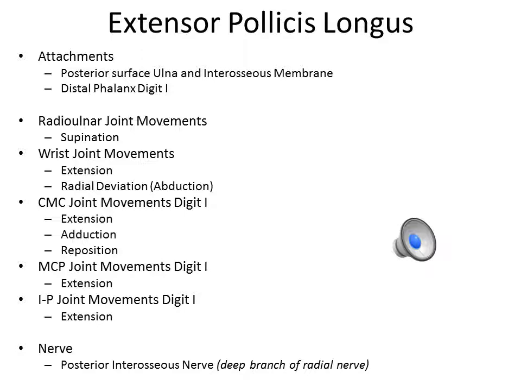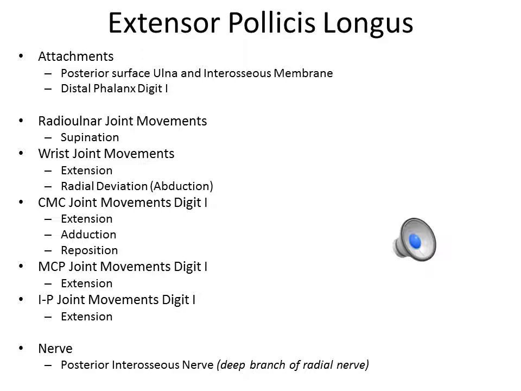The muscle belly of extensor pollicis longus again is deep to the extensor digitorum and is also medial to the extensor pollicis brevis muscle belly. Its tendon is medial to the dorsal tubercle of the radius and goes through a compartment all of its own called compartment 3.